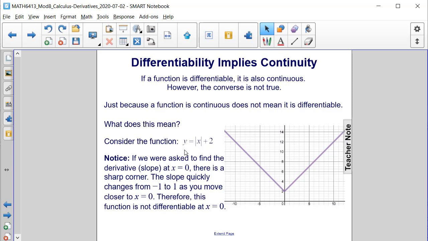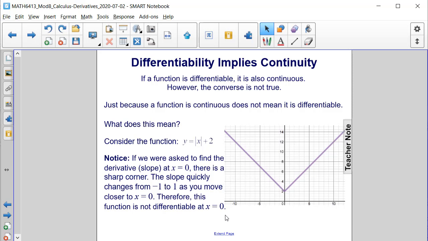We have this function, y equals the absolute value of x plus 2, graphed in the coordinate plane here. If you notice, we are asked to find the derivative. If we are asked to find the derivative or slope at x equals 0, there is a sharp corner or point here. And the slope quickly changes from -1 to +1 as you move closer and closer to 0 on both sides. Therefore, this function is not differentiable at x equals 0.